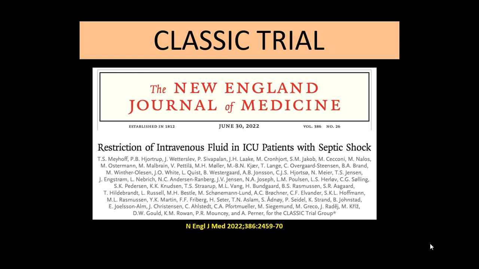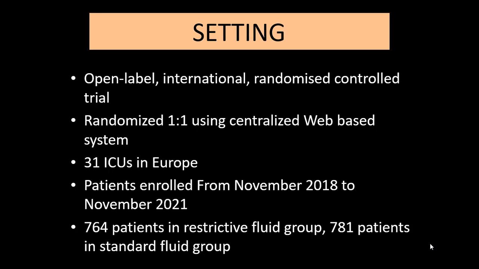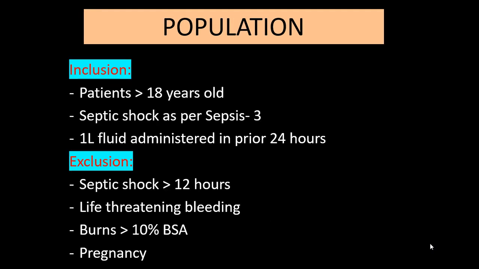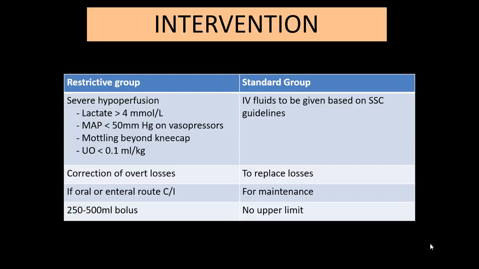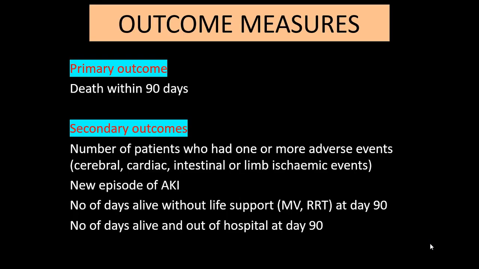A very important, classic trial. This was about how much fluid to give to these patients, about restriction of intravenous fluids. This is a recent 2022 trial, an open-label international randomized trial. 31 ICUs in Europe enrolled, and roughly 800 patients in each group were taken into account. Septic shock patients were included as per the Sepsis-3 definition, with hypoperfusion defined as lactate of more than 4, MAP of less than 50, mottling, or urine output of less than 0.1. The primary outcome was death at 90 days and the secondary outcome was other organ failure days.